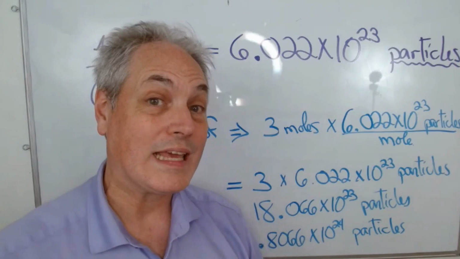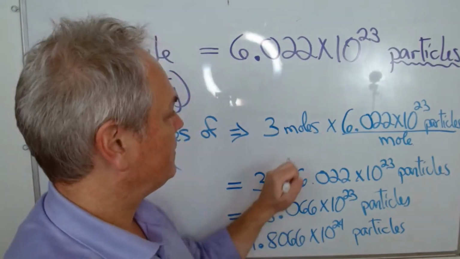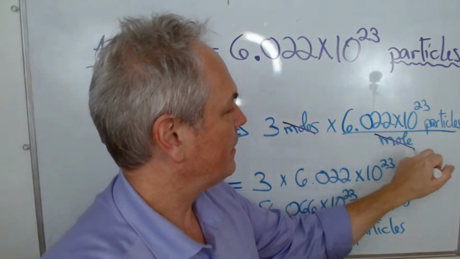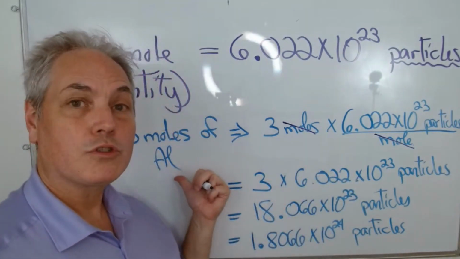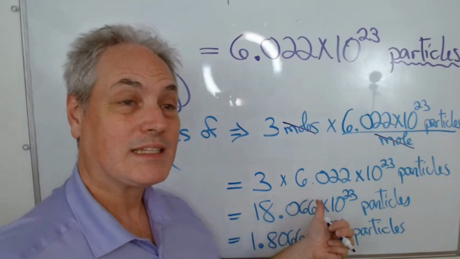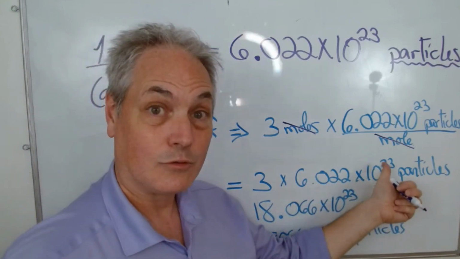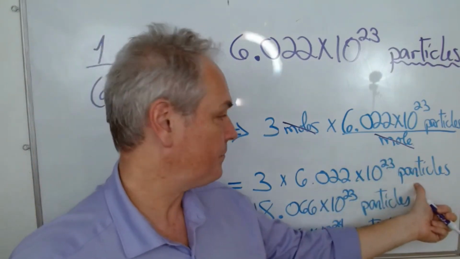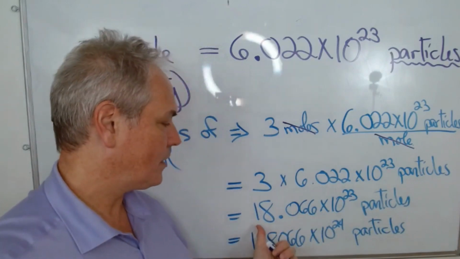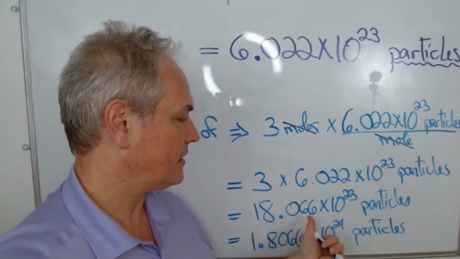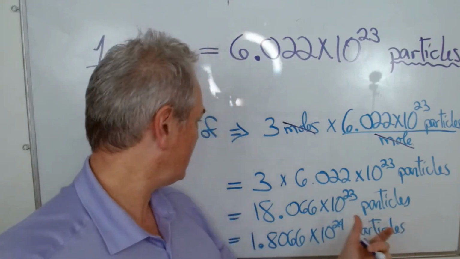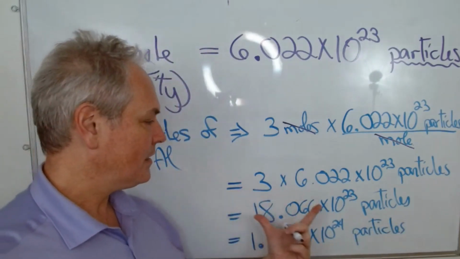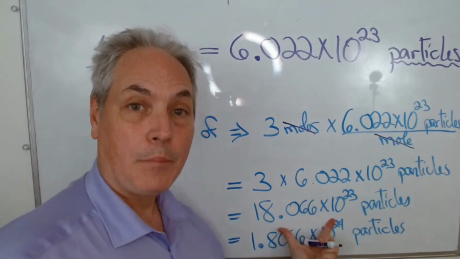So that means that we can simplify our units. Moles here and mole will simplify. We end up with 3 moles of aluminum gives us 3 times 6.022 times 10 to the power of 23 particles. We do the multiplication, we end up with 18.066 times 10 to the power of 23 particles. So we know that 3 moles of aluminum is this many particles.